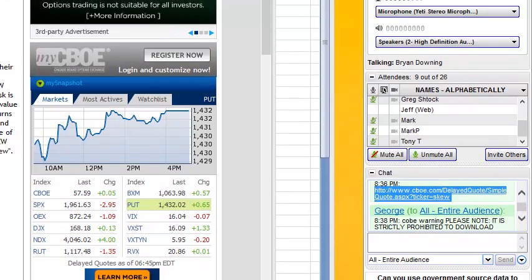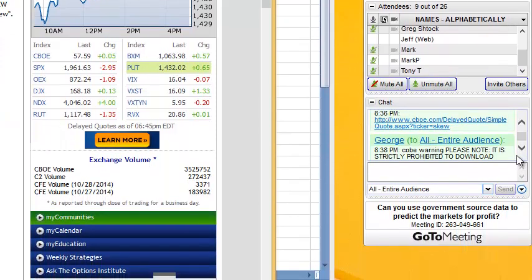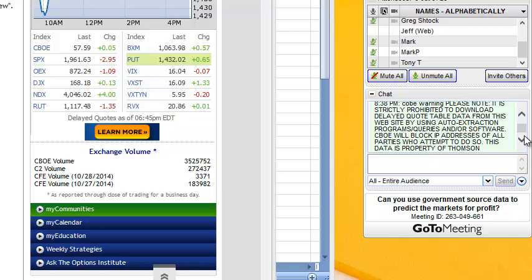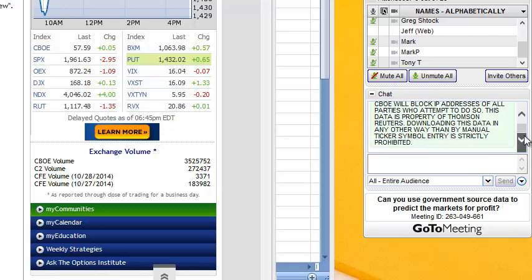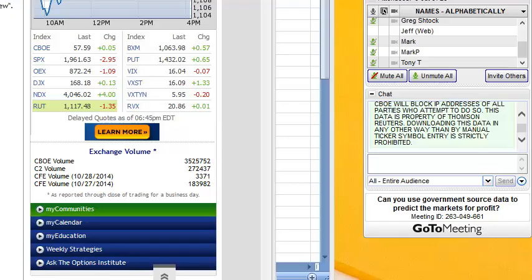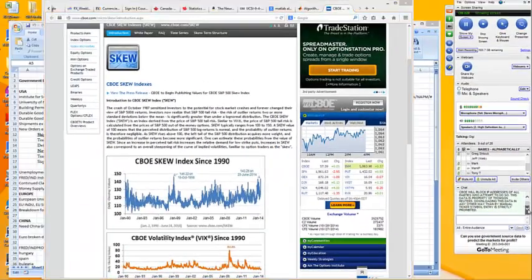CBOE warning. Okay, so this is from George. It's prohibited to download delayed data tables from this website. Have you ever seen that, Gigi? You cannot download from CBOE. I don't think they could stop you.